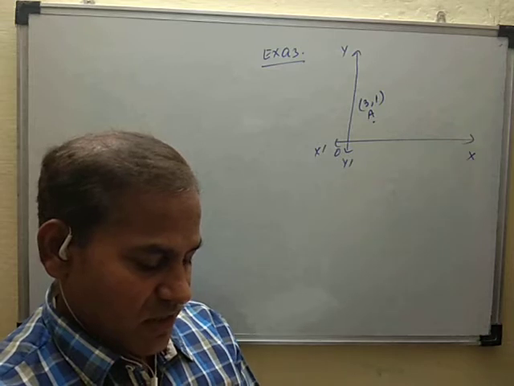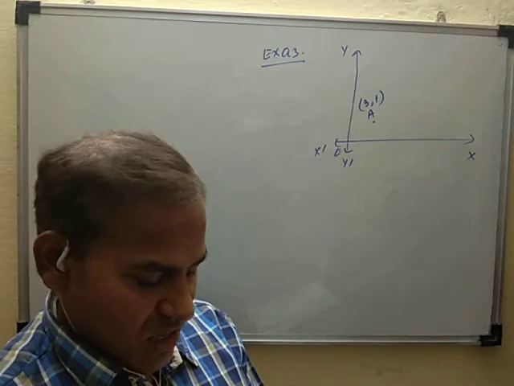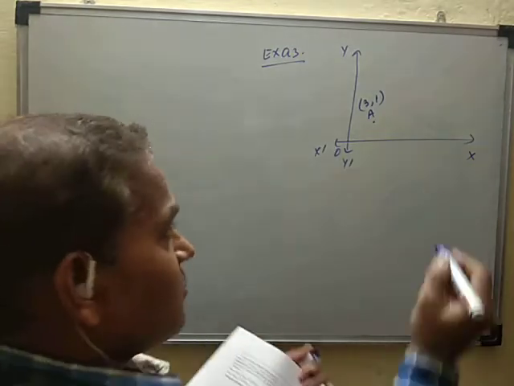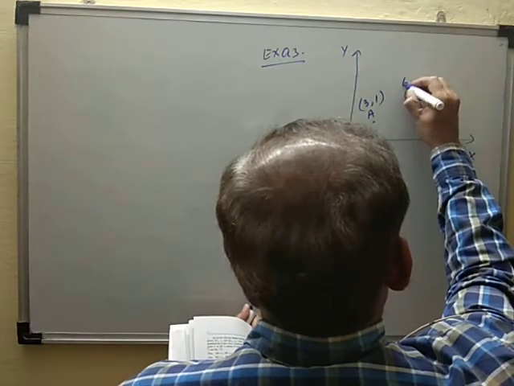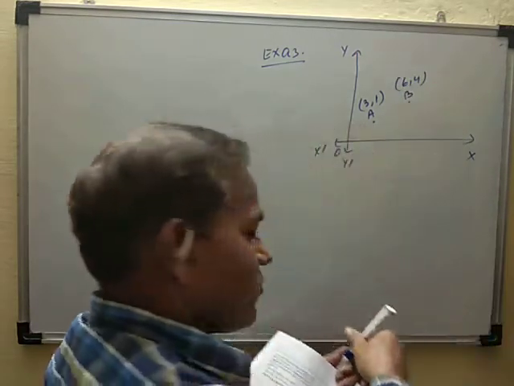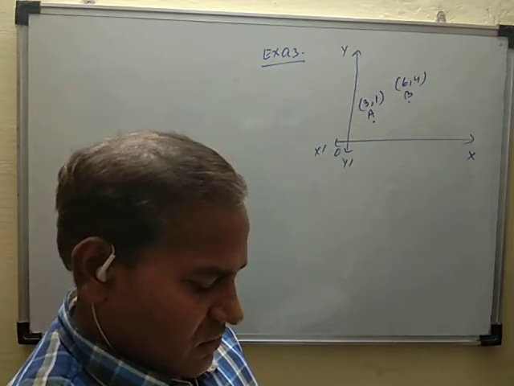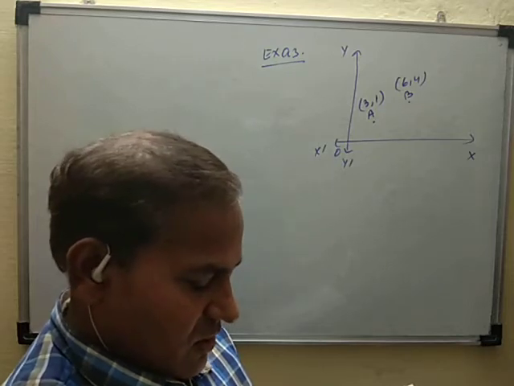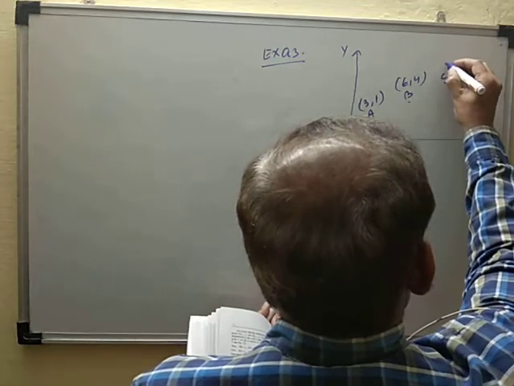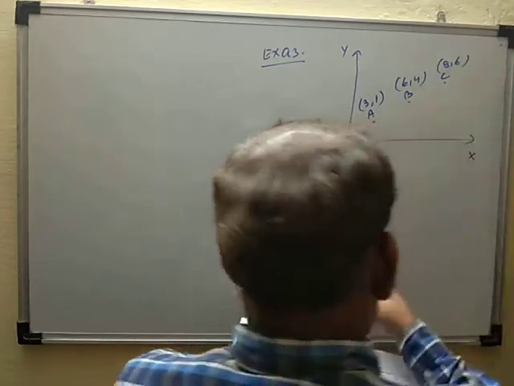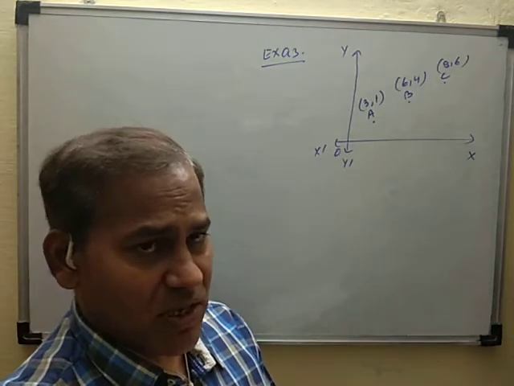Similarly, point B, what is the coordinate of B? X coordinate is 6 and y coordinate is 4. So coordinate of B is 6 and 4. And third point C, what is the x coordinate? 8 and y coordinate 6. So coordinate of C is 8 and 6. So from graph ABC, coordinates of ABC are given.